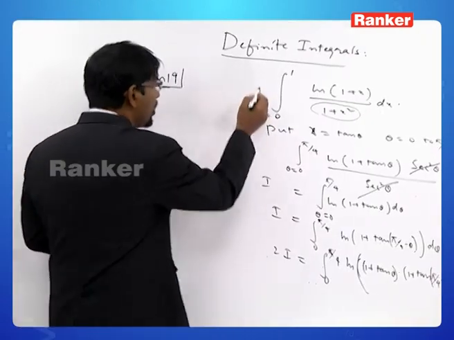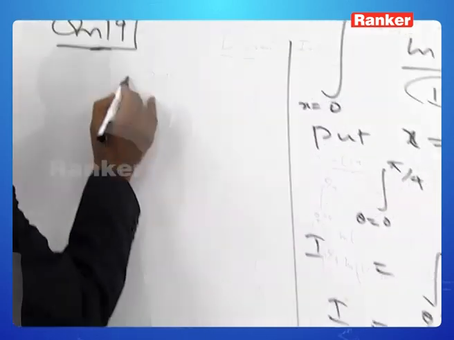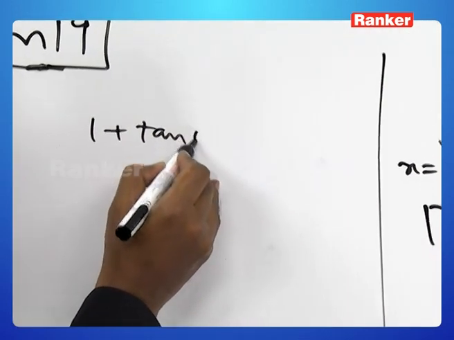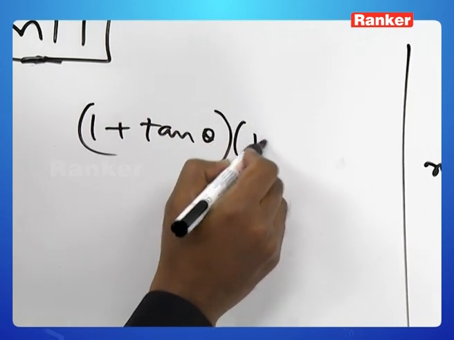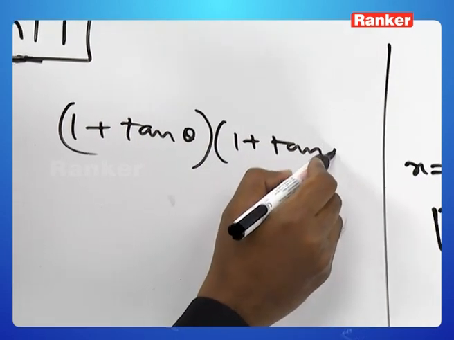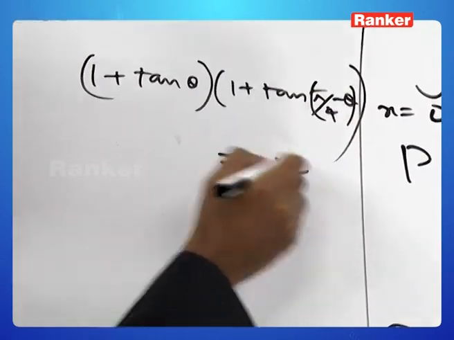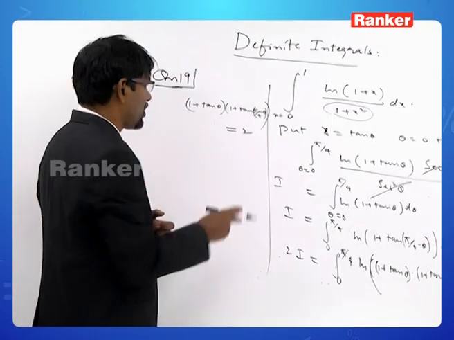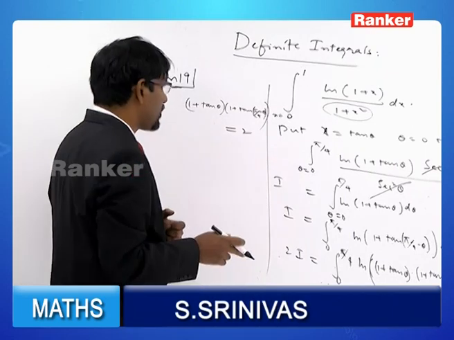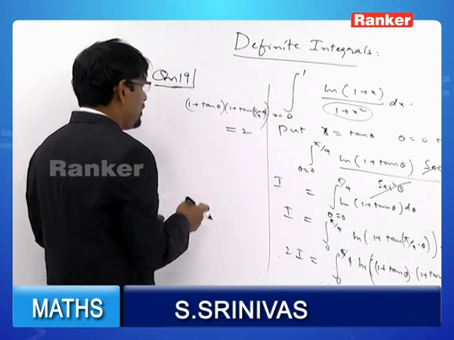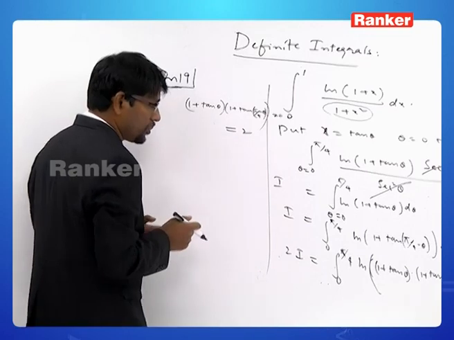And now we also know that 1 plus tan theta into 1 plus tan of pi by 4 minus theta is 2. This is a property. You can just use the formula of tan of A minus B and then get it. You will be left with 2.